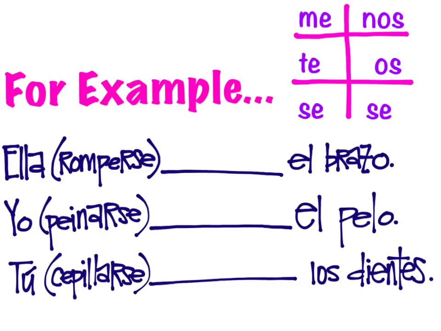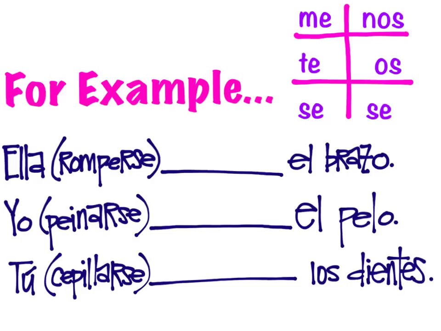And we get that not only from the reflexive verb, but also from knowing that in a reflexive sentence, our subject and our object are the same. So again, we'll look at that a little bit more in depth as we go through the conjugation of each verb. So the first one, ella romperse el brazo, she breaks the arm, or she breaks herself, the arm.